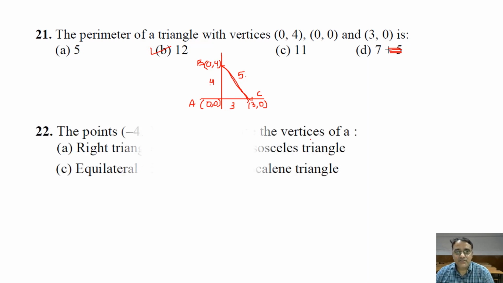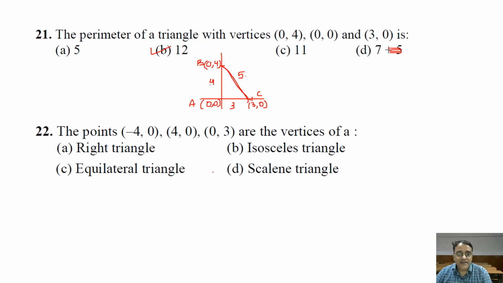This is clear? Yes, sir. Okay. So now we are moving toward the next question. The points -4, 0, 4, 0, 0, 3 are the vertices of a dash triangle. So we have to find all the three sides. So A, B, C ले रहा हूँ मैं. So first AB square, right. So 4 minus of -4, that is 8 square, 64 plus 0, 64 only. Next BC square, 4 minus 0, 4 square, 0 minus 3 square. So BC square हो जाएगा 16 plus 9, that is 25.